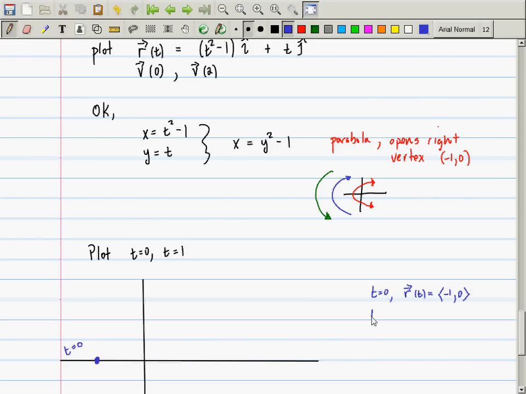Okay, at t is 1, r of t evaluates to what? 0, 1. So that's about right here. Okay, and then, you know, you could plot several more points, but you know it has to be a parabola, so it has to be looking like this.